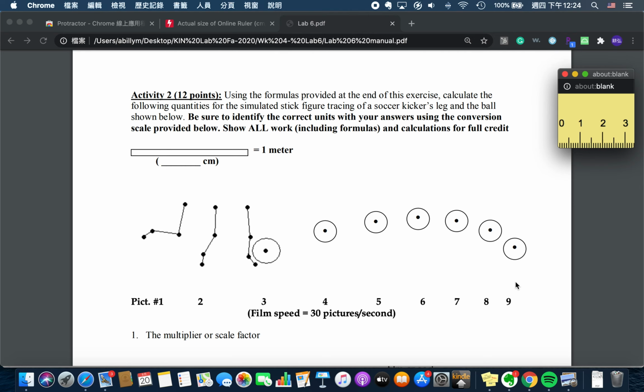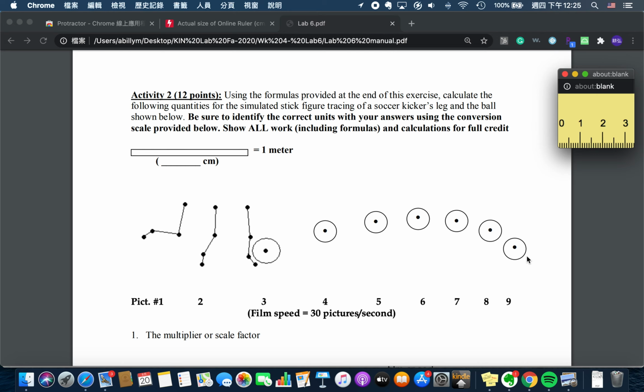After finishing activity 1, let's go to activity 2. You can see the stick figure here from picture 1 until picture 9, and that's a leg kicking a soccer ball. You can see it's the thigh, the shank, and the foot here. The foot is moving forward to kick the ball, and the ball goes forward.